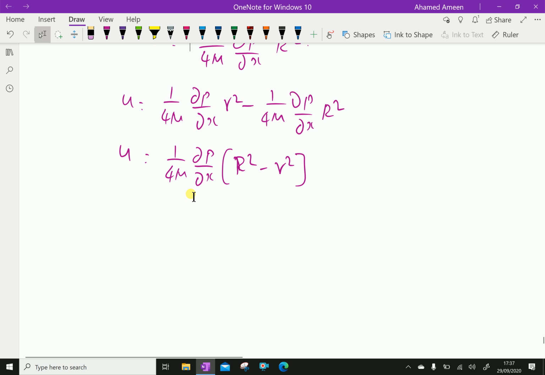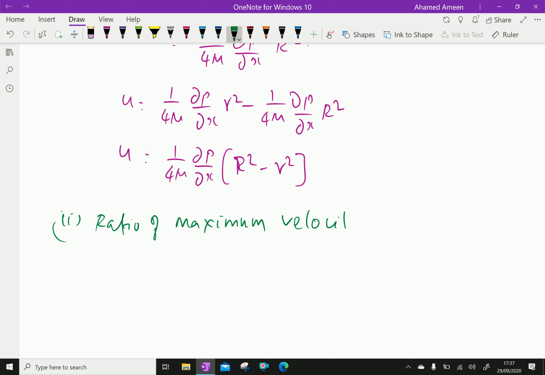Then the second one: ratio of maximum velocity to average velocity.